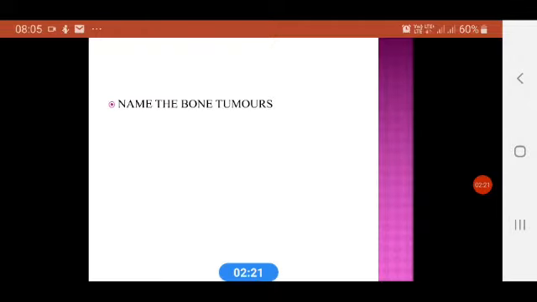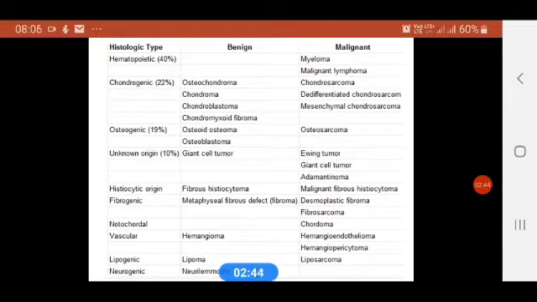Now, to name some bone tumors, if I ask you to tell me some bone tumors you know of, the first thing that would pop up in your mind would be osteosarcoma, which you must have heard somewhere in your books. Or it can be Ewing's tumor, or it can even be a lymphoma. So let's look at how we classify the bone tumors.